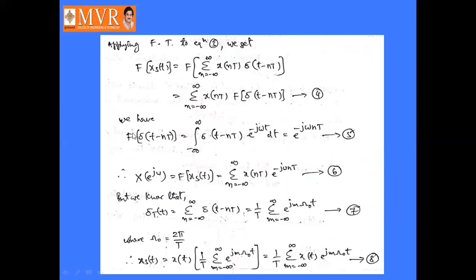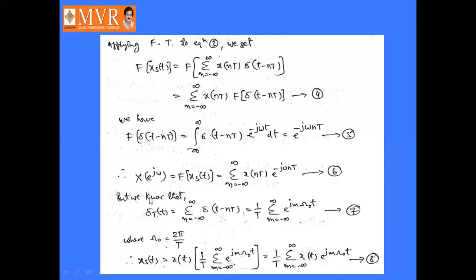This is the Fourier transform of x of t, so this is x of t, delta of t minus nT into e power minus j omega t dt, which is equal to e power minus j omega nT. That is equation number 5. Therefore, X of e power j omega, the Fourier transform of x of t, is equal to sigma n equal to minus infinity to infinity x of nT into e power minus j omega nT. That is equation number 6.